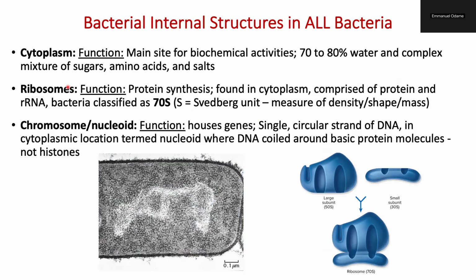First one is the cytoplasm. The cytoplasm forms the main site for biochemical activities, and it's made up of about 70 to 80% of water and complex mixtures of sugar and amino acids. Next, we have the ribosomes, which function as a spot for protein synthesis and are found inside the cytoplasm. They comprise protein and ribosomal RNA.